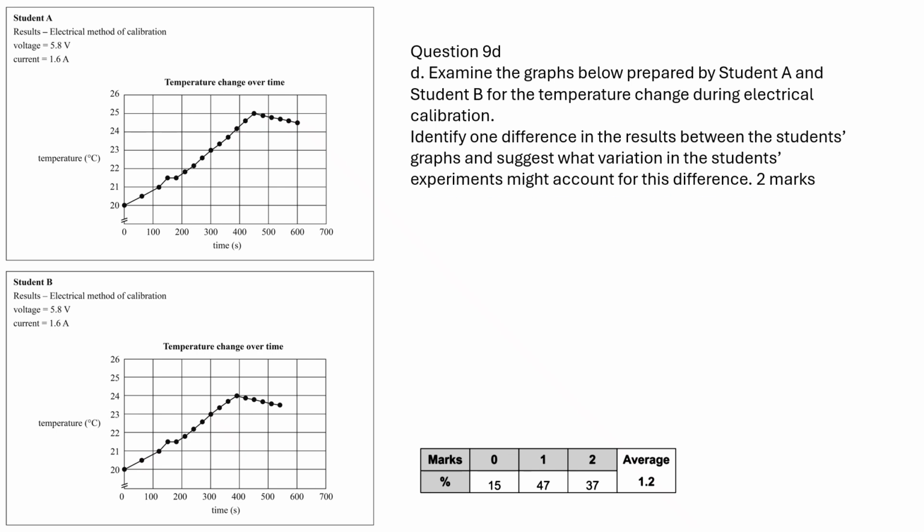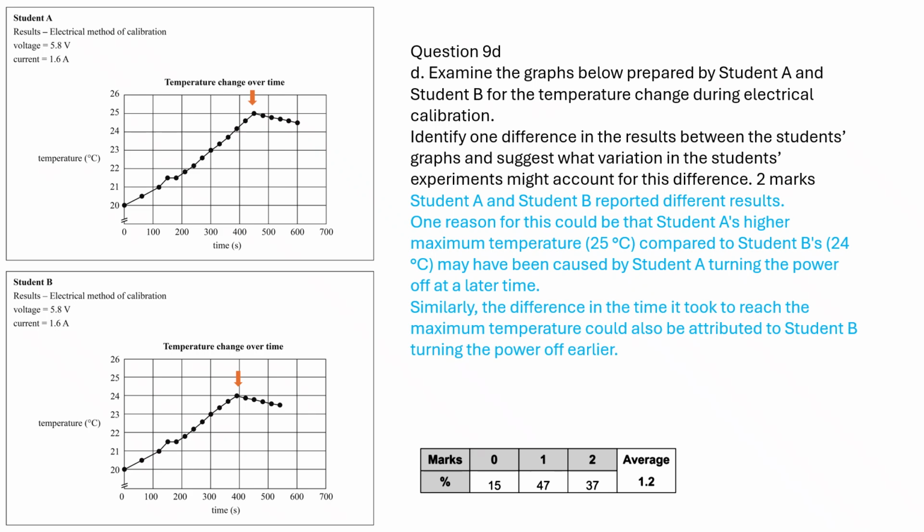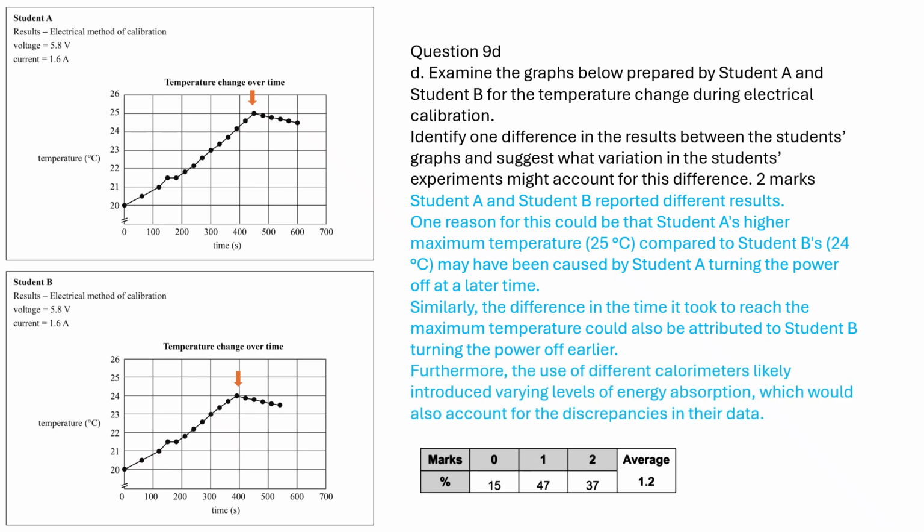Student A and Student B reported different results. One reason for this could be that Student A's higher maximum temperature, 25 degrees Celsius, compared to Student B's, 24 degrees Celsius, may have been caused by Student A turning the power off at a later time. Similarly, the difference in the time it took to reach the maximum temperature could also be attributed to Student B turning the power off earlier. Furthermore, the use of different calorimeters likely introduced varying levels of energy absorption, which would also account for the discrepancies in their data.